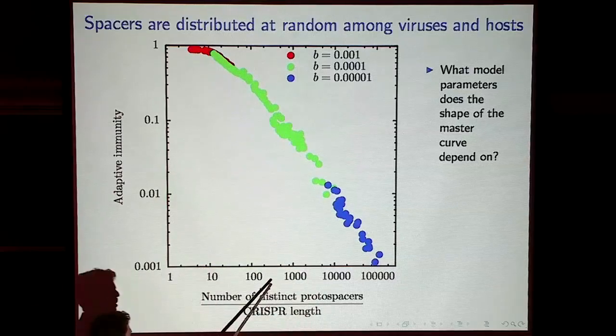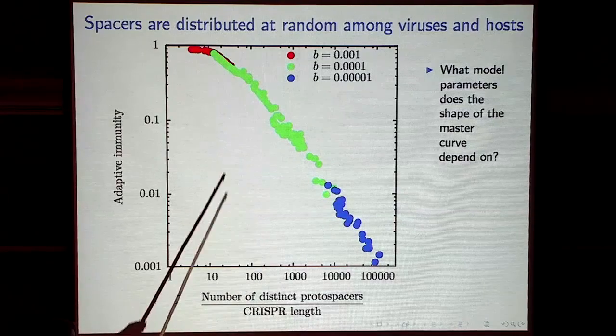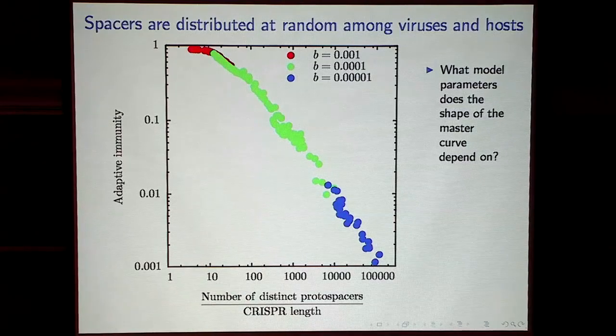With the same number of distinct protospacers in the viral population and the same CRISPR length, I will have a higher immunity, because all the protospacers are packaged together in the same virus. If the virus length goes to infinity, then every virus has all the protospacers, and I'm immune to all the viruses.